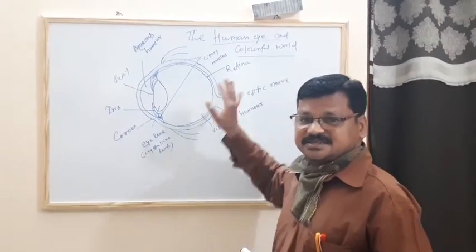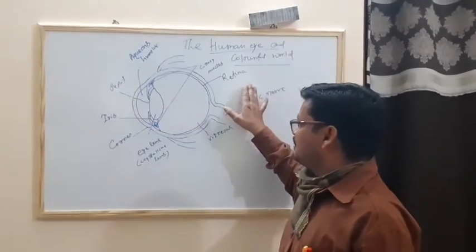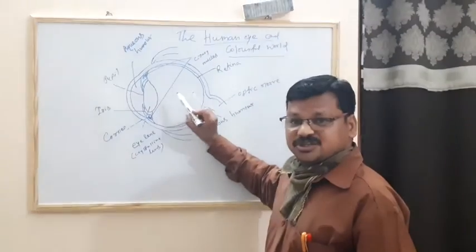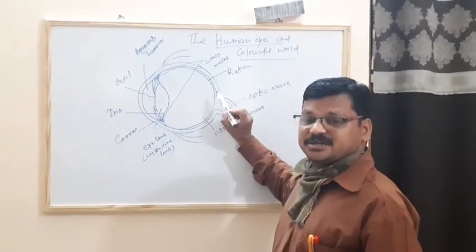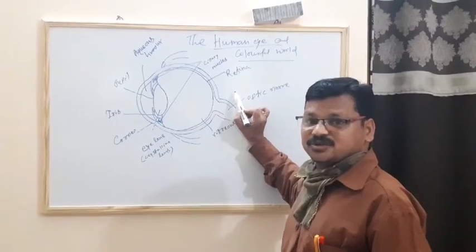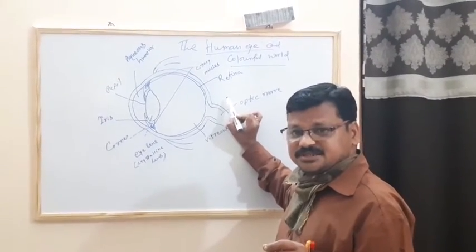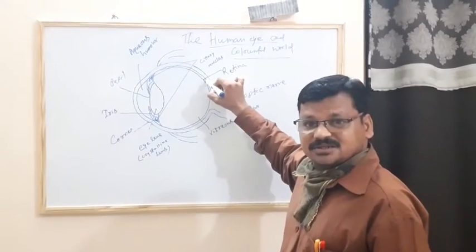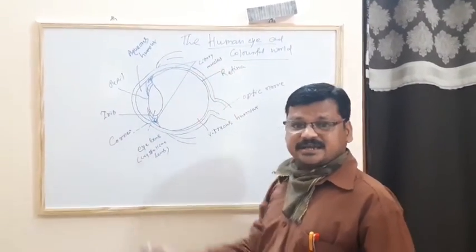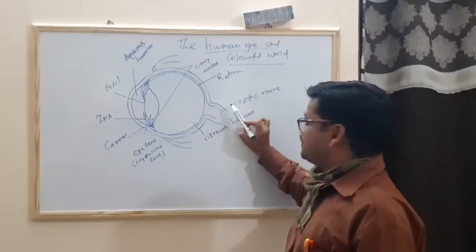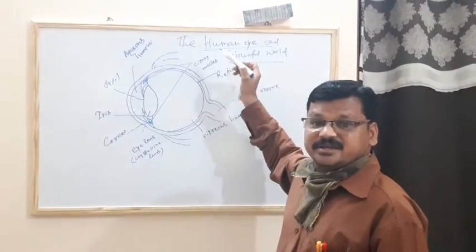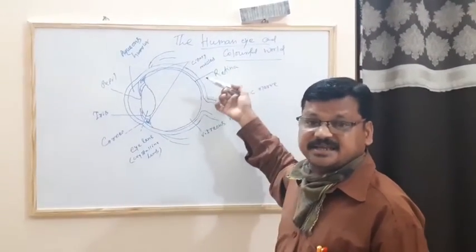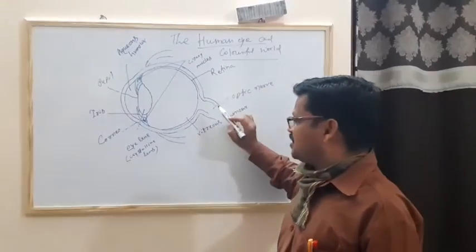The retina is the light-sensitive screen. When light passes through the pupil, it falls on the eye lens and a real and inverted image is formed at the retina, our light-sensitive screen at the back of the human eye. The optic nerve gives a signal to the brain and we see the actual image in erect position. That is the function of the eye.